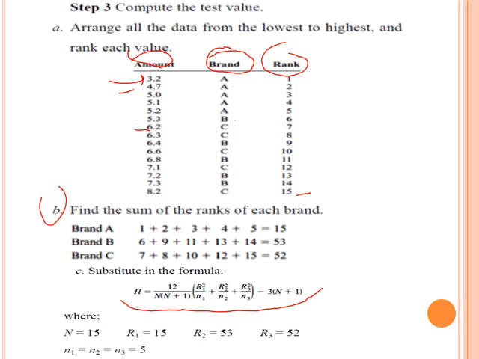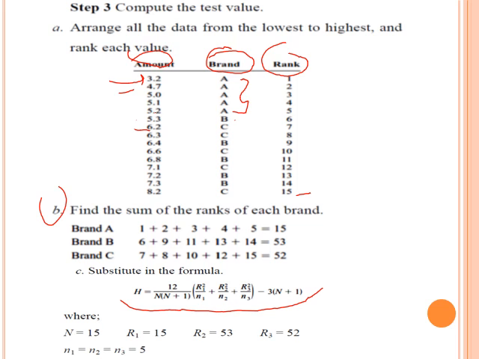We add ranks 4 and 5 and divide by 2 to get 4.5 and 4.5, and then take the next equal to 6. But in this example, the ranking is direct because no values are repeated. Now we will move to the next step: the rank sums for each brand.